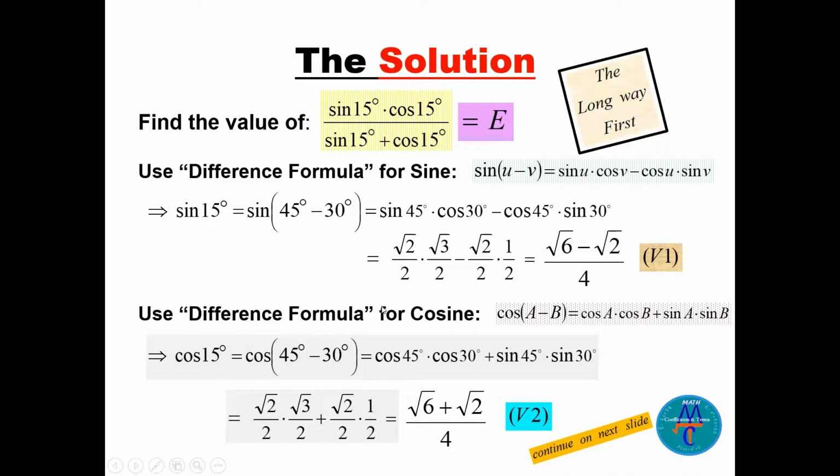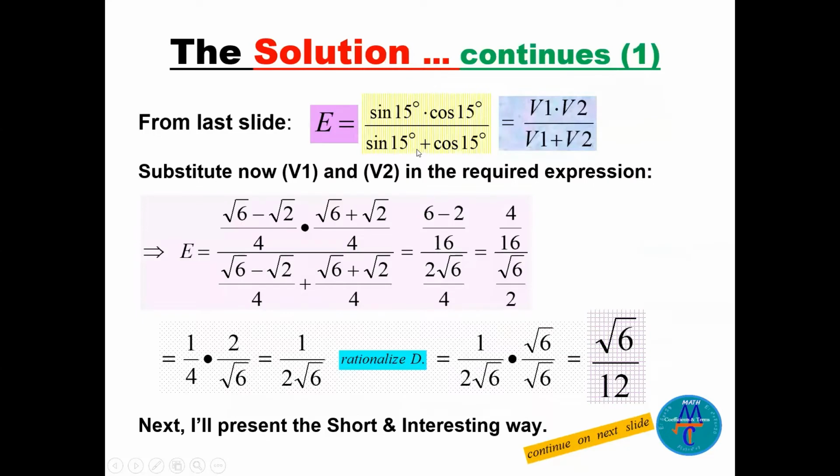Same idea, difference formula for the cosine. I know cosine of A minus B is cosine A cosine B plus sine A sine B. Now you can use in the formulas u and v, you can use A and B, you can use x and y, alpha and beta. It's up to you. These are only formulas. So we apply that for cosine 15, which is cosine of 45 minus 30. You will get square root of 6 plus square root of 2 divided by 4. This will be V2. So I can put now V1 and V2 in this expression E, and then I will find the value on the next slide.